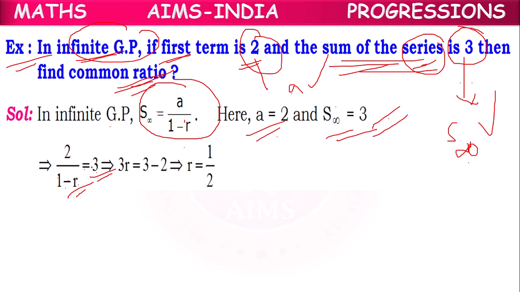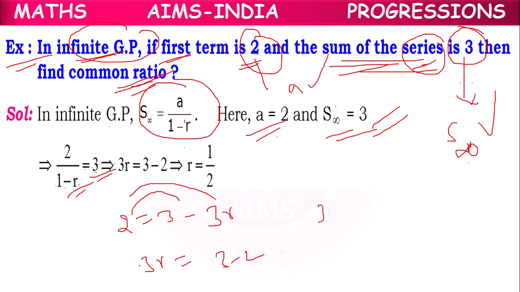1 minus r goes here. So 2 equals 3 into 1 minus r, which is 3 minus 3 into r, 3r. 3r goes to the left hand side, it will become plus 3r. 2 goes to the right hand side, it will become 3 minus 2. So 3r equals 1. If 3r equals 1, what is r? r equals 1 by 3. It's not 1 by 2, children, it's 1 by 3.